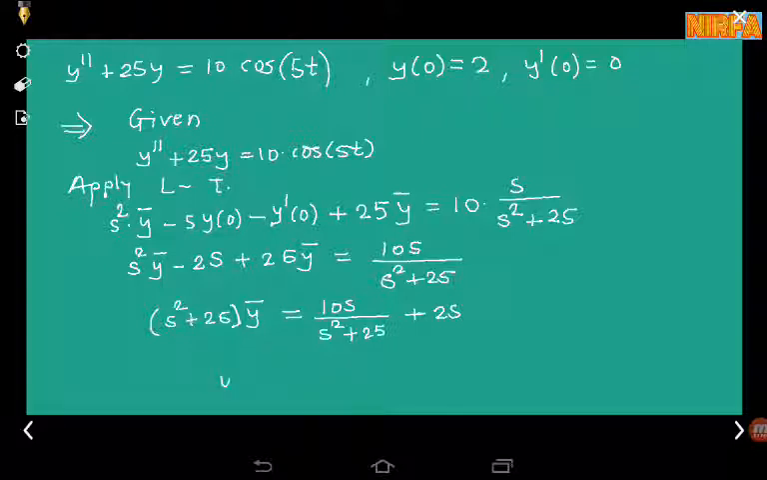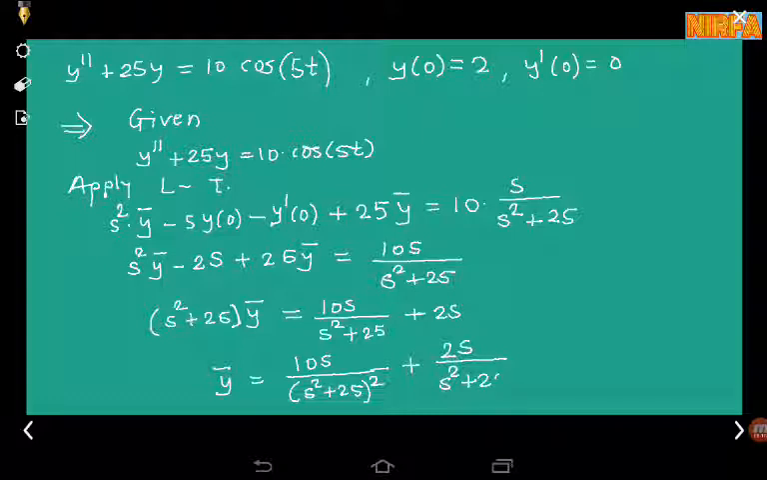Now what is the y bar? Y bar is equal to, transfer this bracket to right hand side, तो ये बन जाएगा 10s divided by (s square plus 25) whole square, plus 2s divided by s square plus 25. So this is the value of y bar having 2 terms in the right hand side.